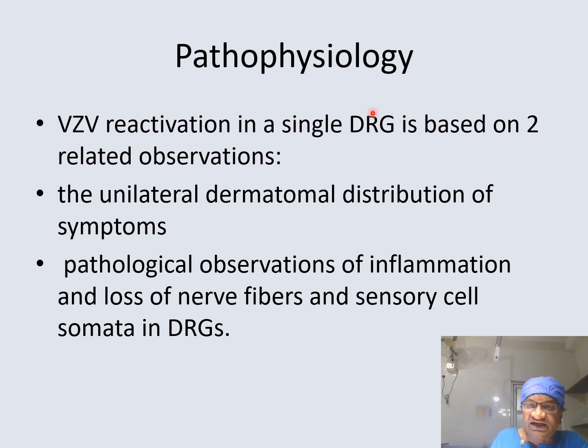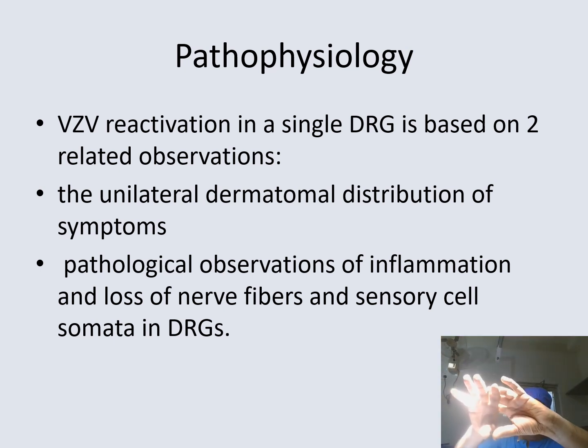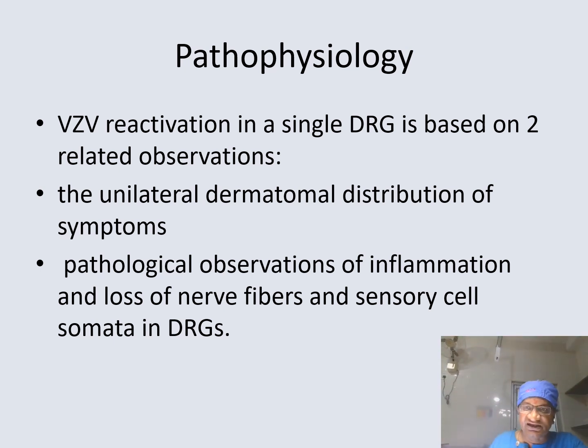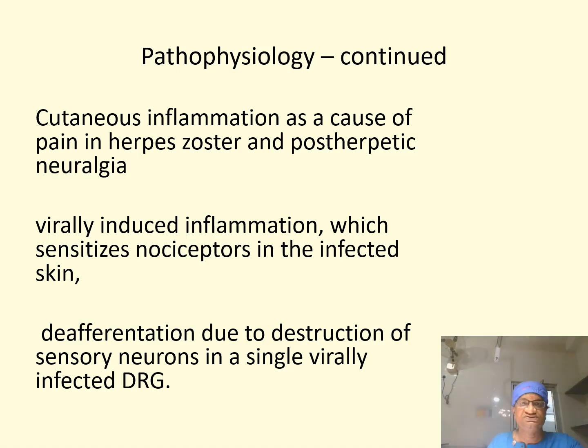Varicella reactivation in a single DRG is based on two related observations: unilateral dermatome of symptoms and pathological observations on the nerve fibers and the sensory cell somata. Now we have one thing, it is unilateral; another thing, the dermatome level; another thing is that the DRG has got problems, inflammation in the sensory cell somata of dorsal root ganglions. There is a cutaneous inflammation. There is very rarely virus-induced sensitized nociceptor. Even though it is a neuropathic pain, there is rare deafferentation of the sensory neurons.